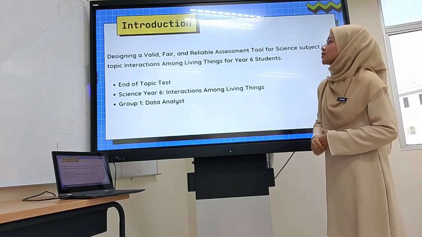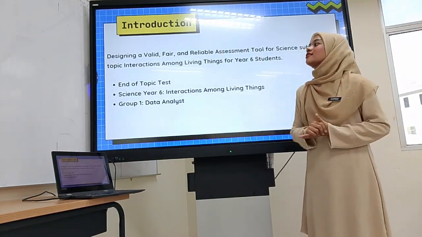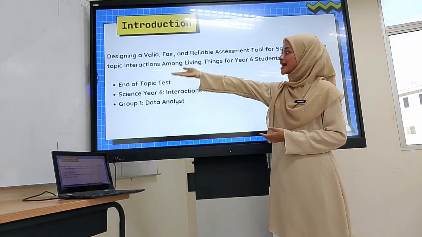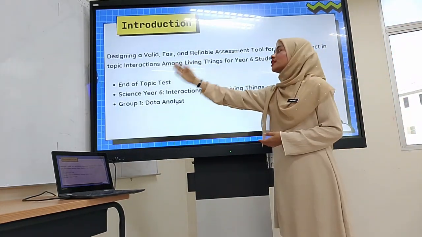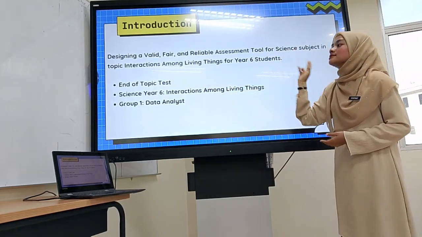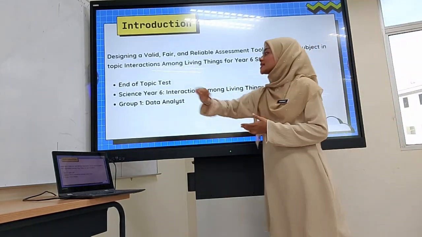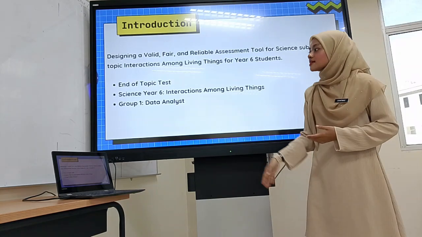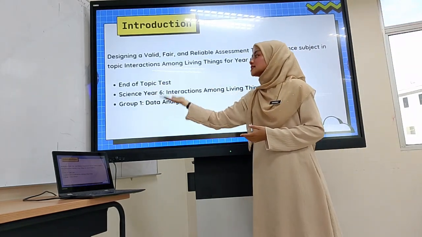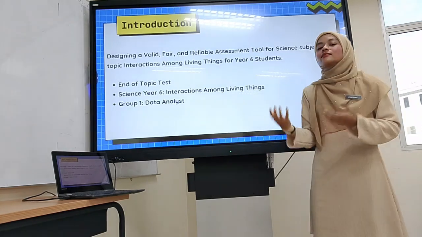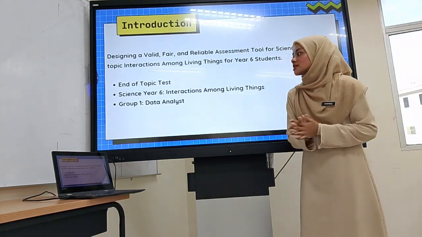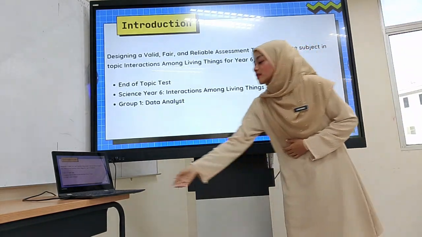Okay, so first of all, this is the introduction. The title of our project is Designing a Valid, Fair and Reliable Assessment Tool for Science Subject in Topic Interaction Among Living Things for Year 6 students. As I said, this is the end of topic test, and it is targeted for Year 6 Science, which is the topic interaction among living things. Personally, my position is data analyst for group 1.